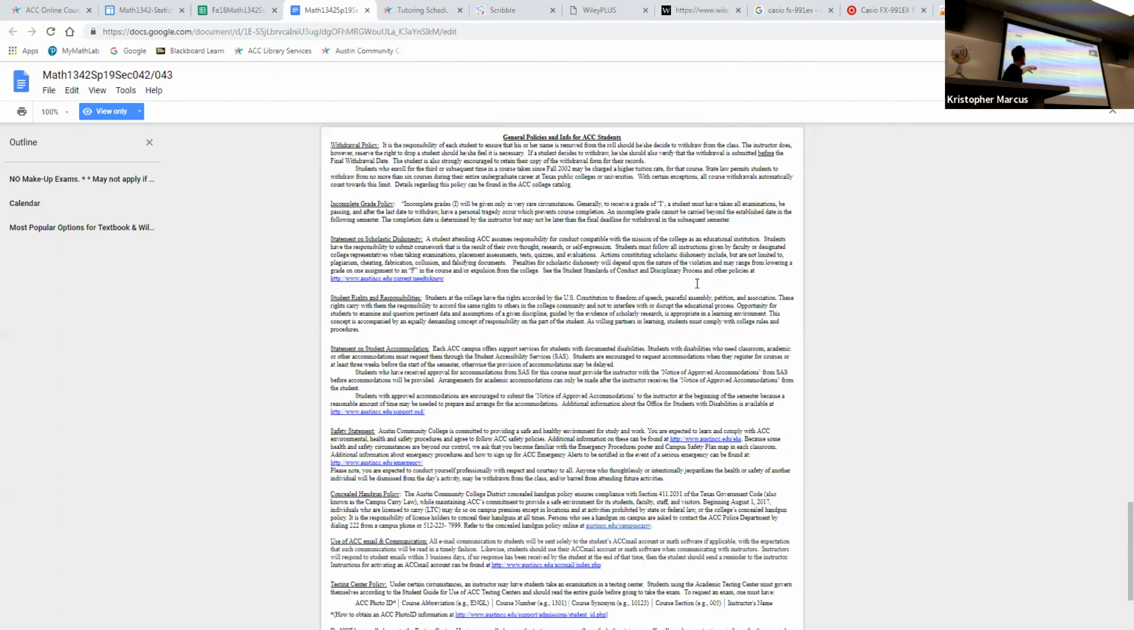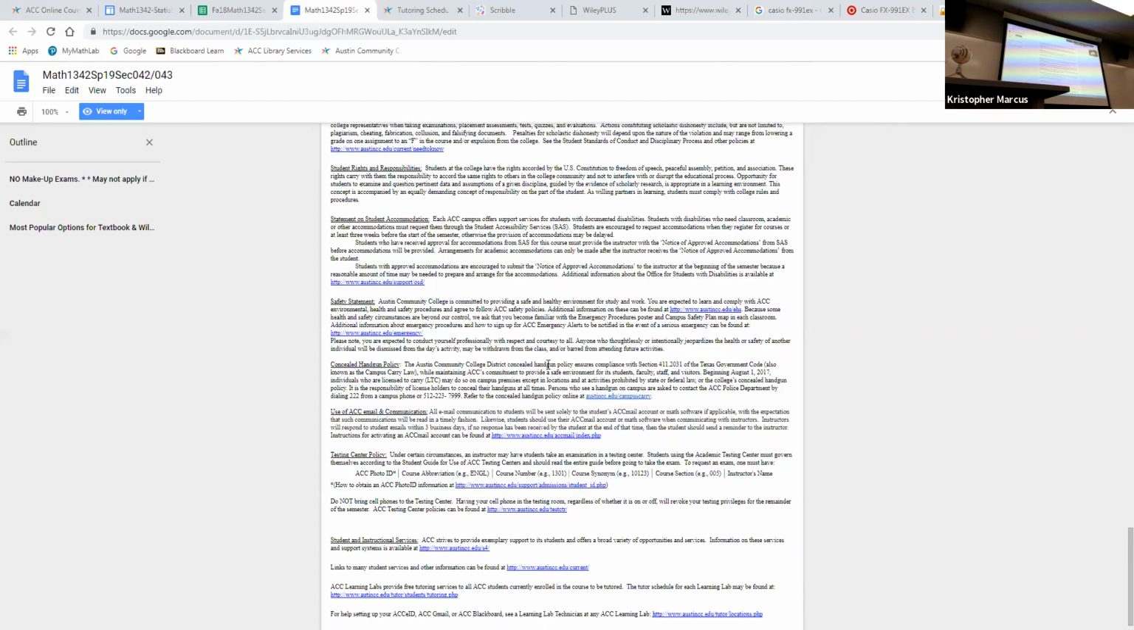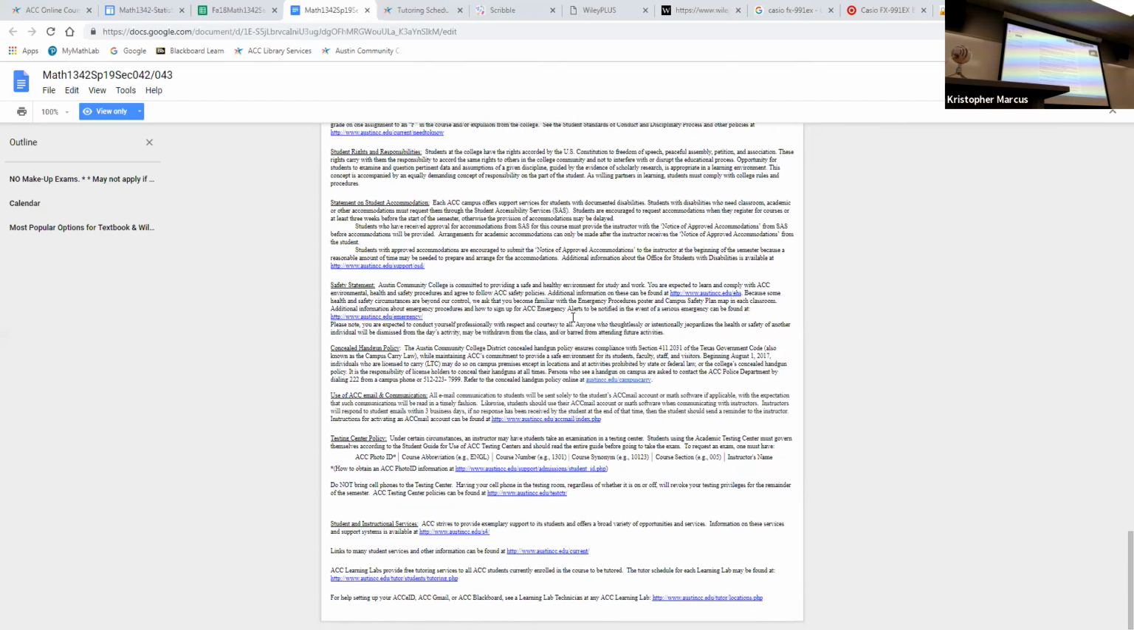The other things listed here: there's a quick safety statement, handgun policy. ACC email is the only way we will talk about grades. So if you send an email to me through a generic Gmail or Yahoo account, we can't talk grades there. ACC email is the official way we do it. And down at the bottom, it talks a little bit about the testing center, which we'll talk about when it's time to take a test in the testing center, and some resources you have like the tutoring labs. If you want to read all the details, you're welcome to do so, but on your own time.